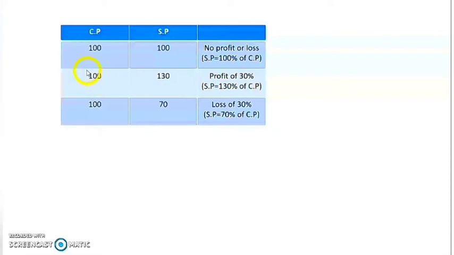But if the cost price is still 100 and you sell it at 130, then as we have seen earlier, the profit what you will get will be rupees 30 and the profit percent will be 30%. And here SP is equal to 130% of the CP. So SP equal to 130% of CP. But in the last case where your CP is 100 and you sell it at rupees 70, so you have to face loss of 30 rupees and loss percentage will be 30%. That is loss of 30% you have to face, and SP will be equal to 70% of CP.